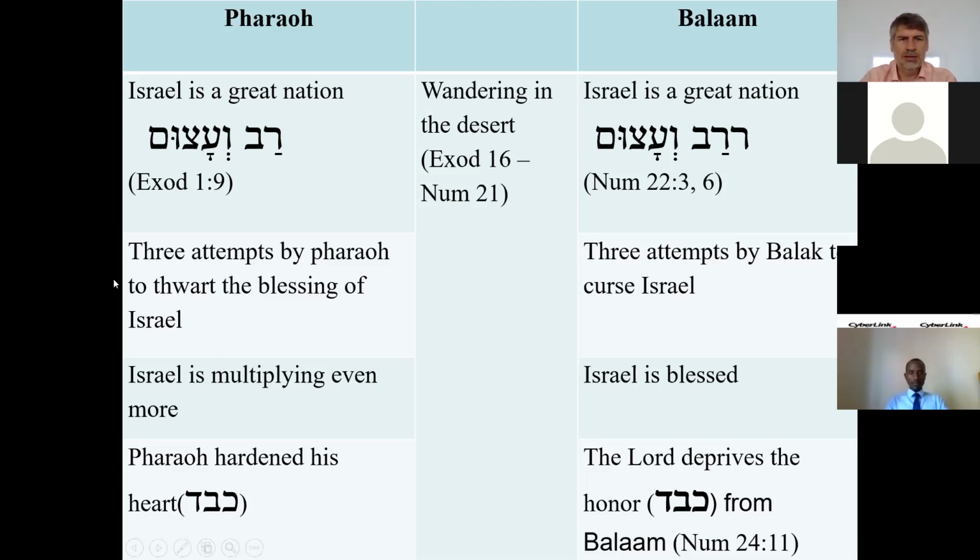Like in the beginning, Israel is described as a great nation, rav ve'atzum, numerous and strong. And the same description we can find in the book of Numbers. So Israel is a great nation, rav ve'atzum. Pharaoh made 3 attempts not to destroy, but to stop the blessing, because people are blessed, and because they are blessed, they are multiplying, because it's part of the blessing, part of the promise. And Pharaoh tries to stop this blessing.